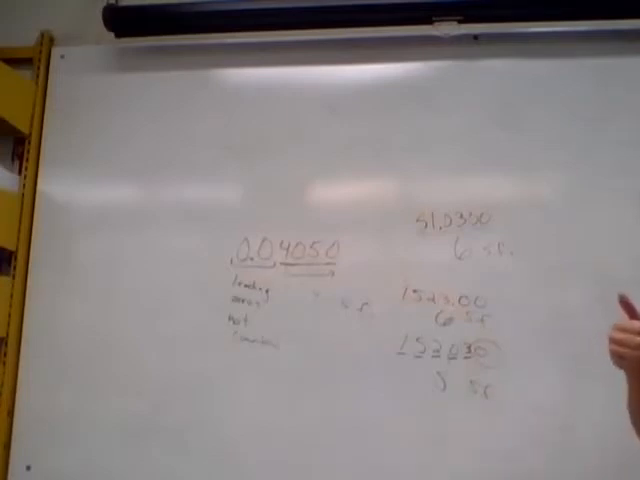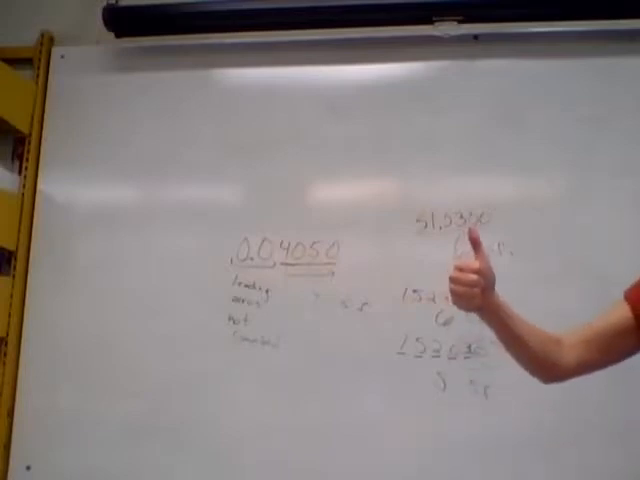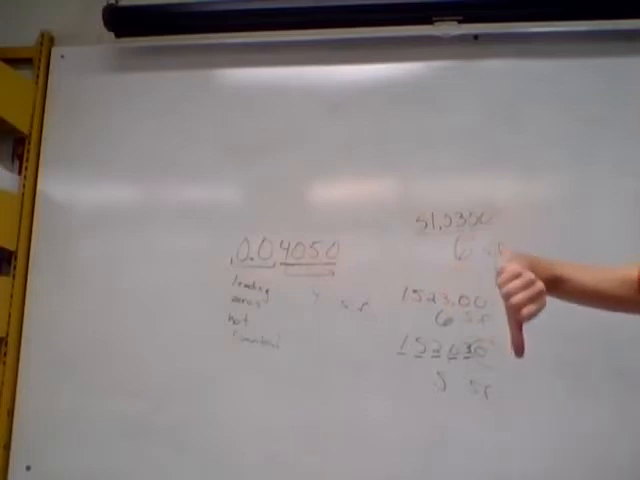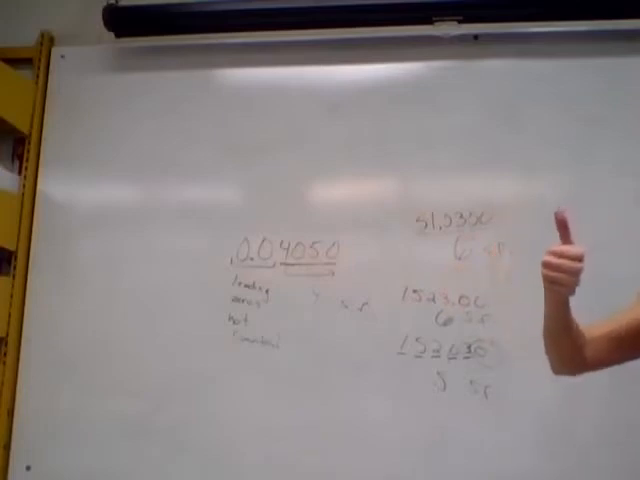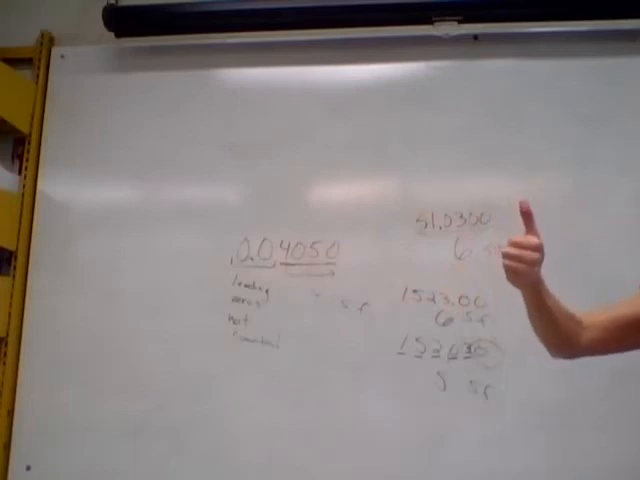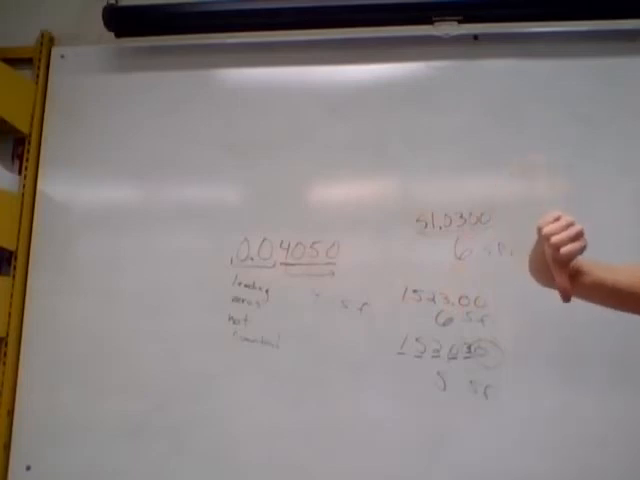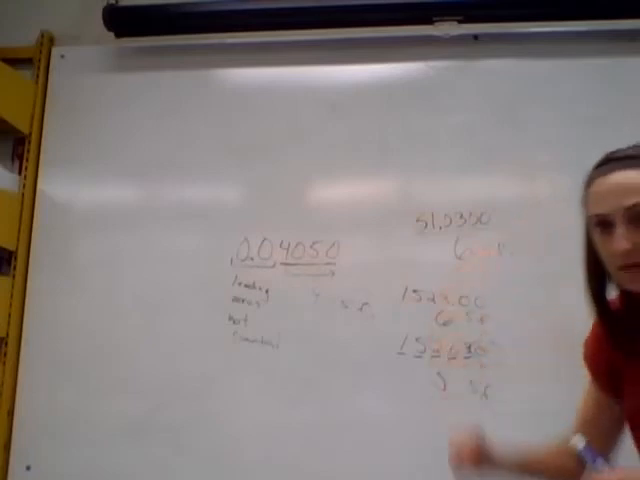So yes, decimal point, yes, count. There's my thumbs up, there you go. Yes, decimal point, yes, count. No decimal point, no, don't count those trailing zeros. Yes, decimal point, count the zeros at the end. No decimal point, don't count the zeros at the end. Got that?